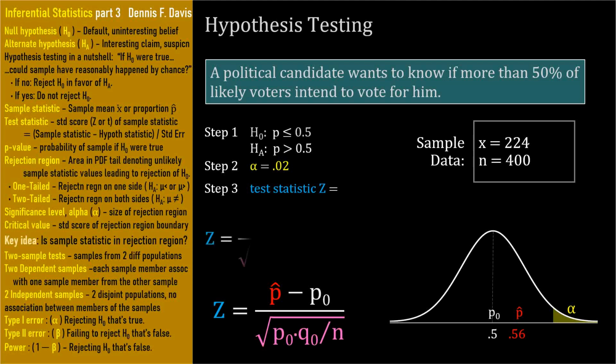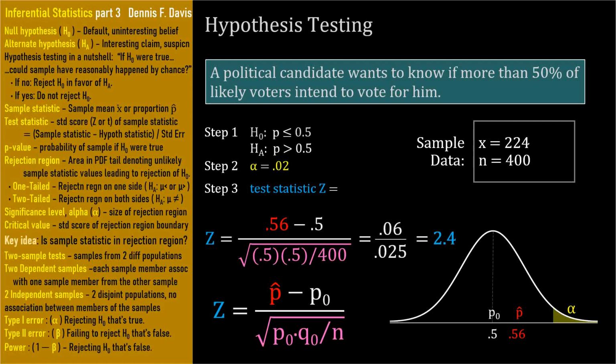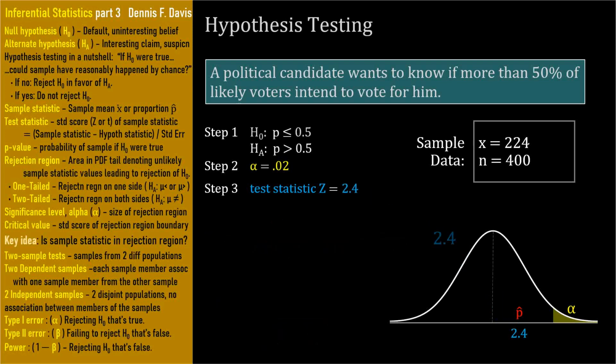The test statistic is Z equals 0.56 minus 0.5 divided by the square root of 0.5 times 0.5 divided by 400. This turns out to be 2.4, and that's step 3, calculating the blue test statistic, Z-score, that corresponds to the red statistic, P hat.